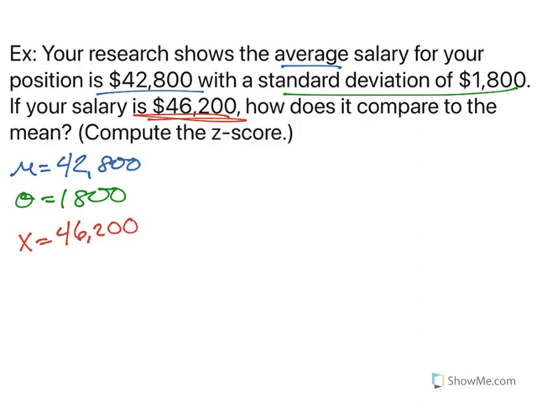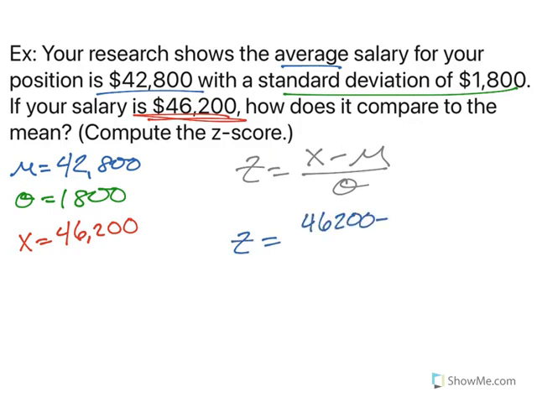Now, you know already that your number, 46,200, is more than 42,800, so you know your z-score is going to be positive. Okay, so z equals the data value minus the mean over the standard deviation. Let's plug in what we know. So z equals 46,200 minus 42,800 all over 1,800.